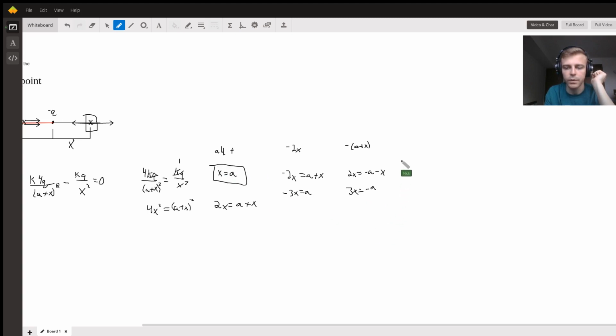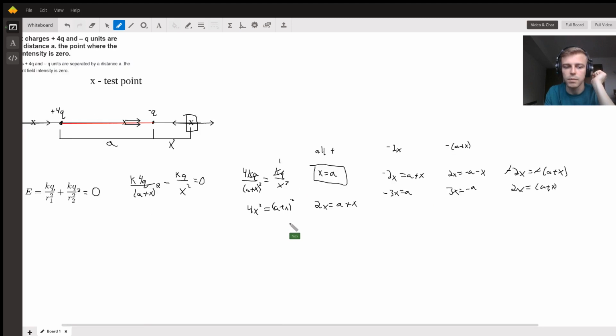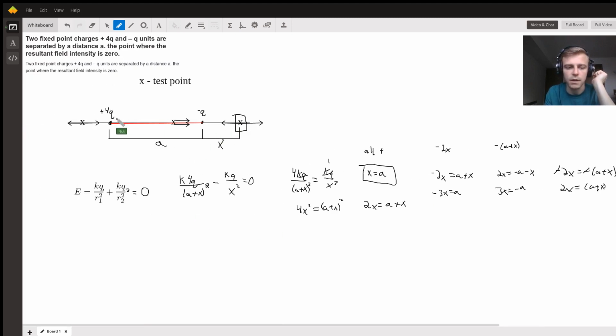And then we can do both negative. But here's the thing with both negative. If we say negative 2X equals negative A minus X, that's the same thing as saying they're both positive because we can just cancel the negatives. If they're different signs, it doesn't work. If they're the same signs, we do get a simplification, which just means that this point has to be the same distance they are apart to the right of negative Q. So essentially the distance from 4Q to this point is 2A. The distance from negative Q to this point is A. Hope that helps.